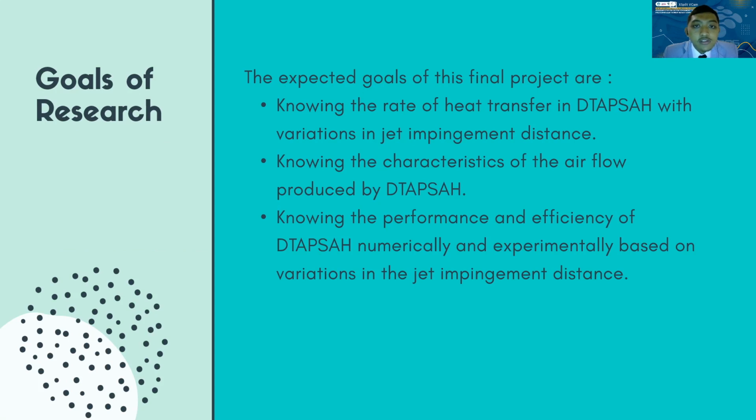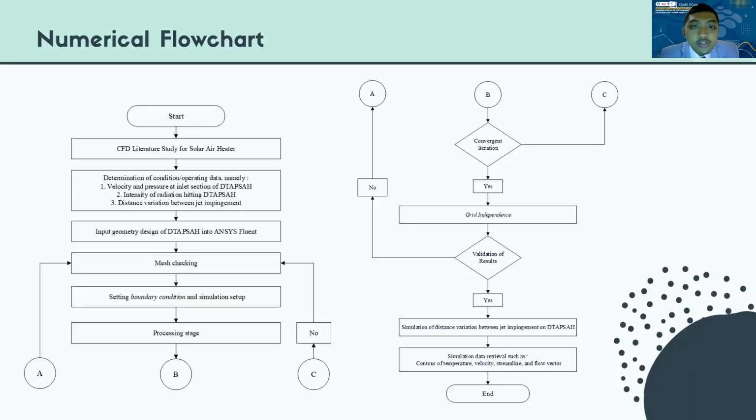Goals of research. The expected goals of this final project are knowing the rate of heat transfer in DTIP-SEH with variations in jet impingement distance, knowing the characteristic of the airflow produced by DTIP-SEH, knowing the performance and efficiency of DTIP-SEH numerically and experimentally based on variations in the jet impingement distance.